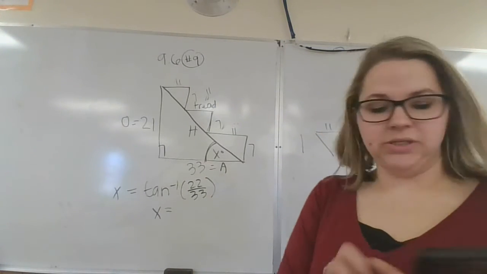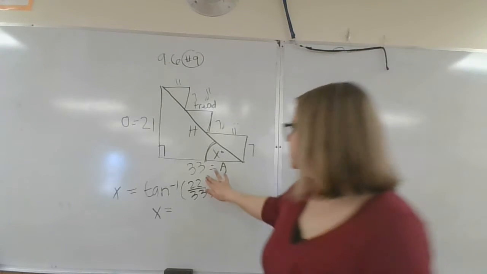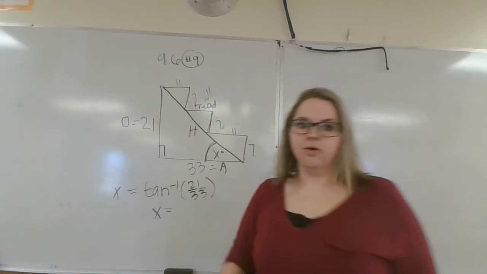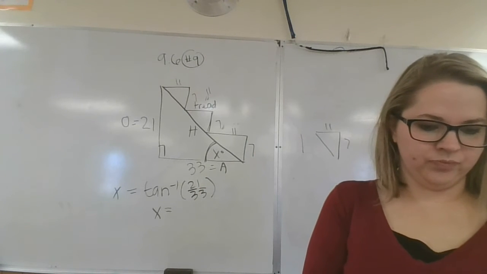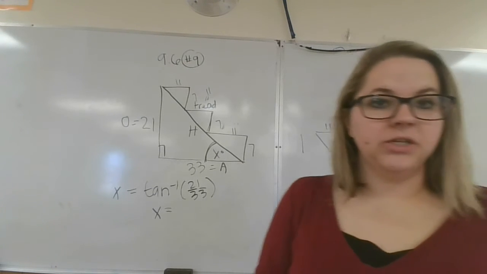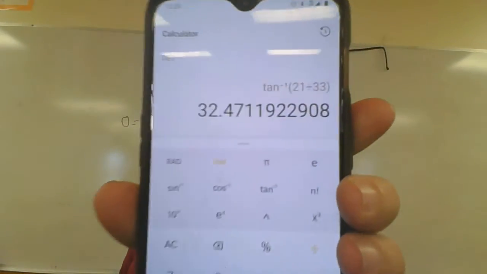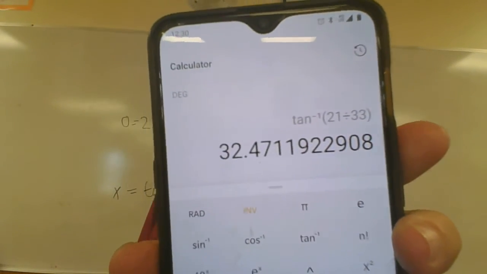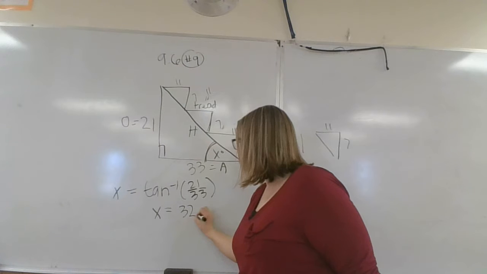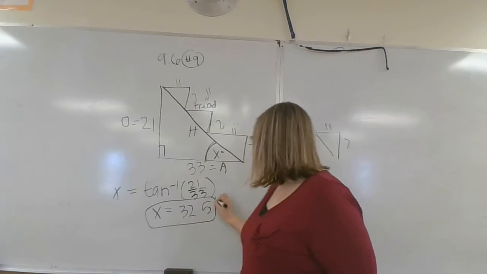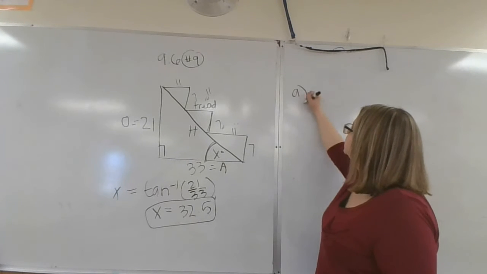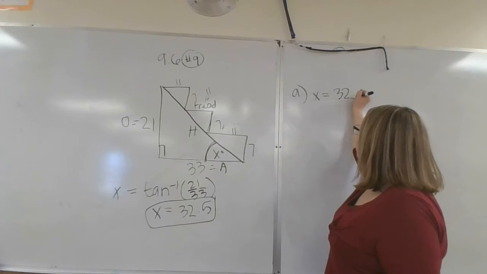And I'm going to do 22 over, or sorry, it's not 22. Sorry, this was 21. 21 over 33. 21 divided by 33. I get 32, so it should look something like that. You get 32, we're going to round to the nearest tenth, 32.5. So this is my answer for A. A is x equals 32.5.